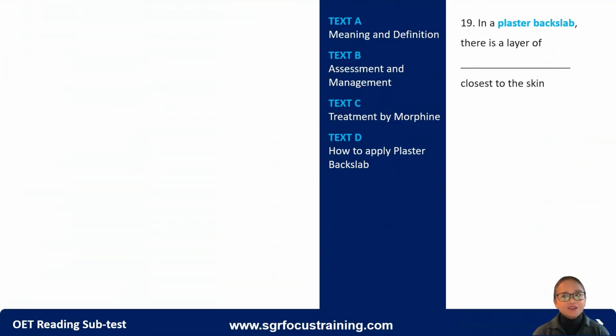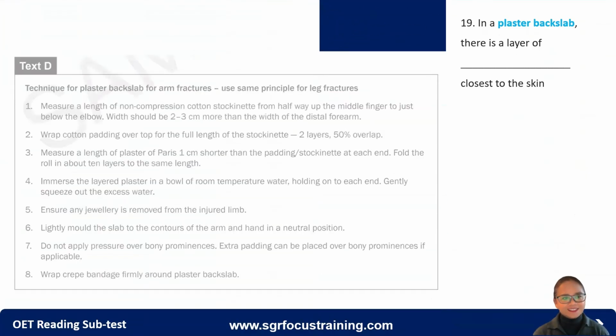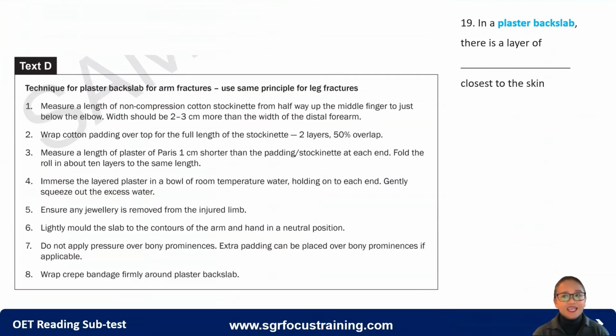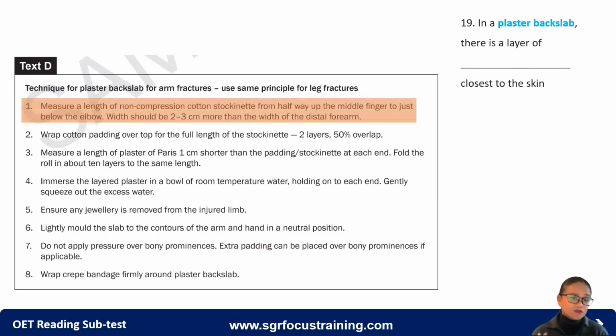Question 19, again, back to plaster back slab, so back to text D. So here we're looking for the layer of blank closest to the skin. Well, closest to the skin, which means that they've wrapped something already, or did they not wrap anything yet? If it's closest to the skin, that means it's only the start of it. Because we're doing plaster back slab, if you use your medical knowledge, you know that there's several layers in it. And we're looking for the layer that is closest to the skin, which means it's going to be at the start of the procedure.